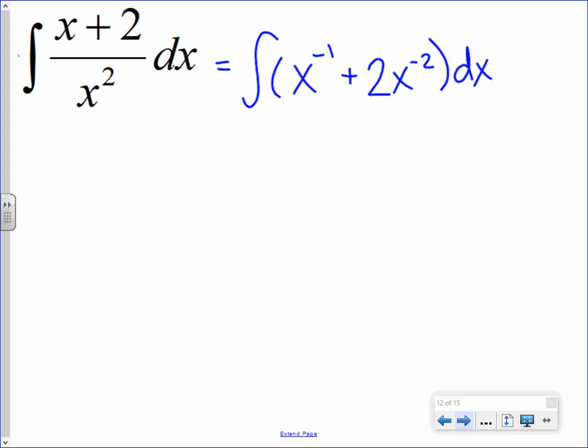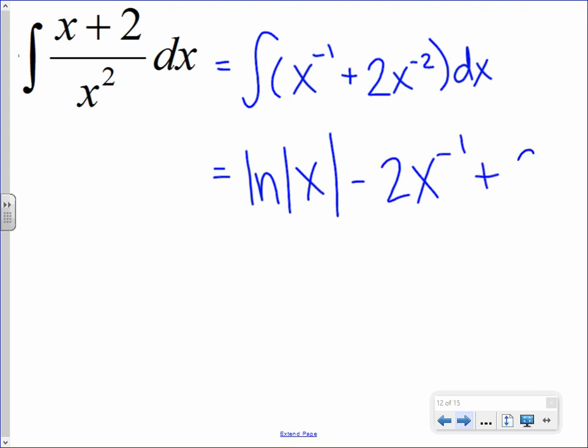Does the power rule work on x to the negative first? No, but I need you to recognize that x to the negative first is the same as 1 over x, which means its antiderivative is the natural log of x. Now we can use the power rule on the other term because we have an exponent that's not negative 1. We increase the exponent and multiply by its reciprocal. So minus 2x to the negative 1 plus c.